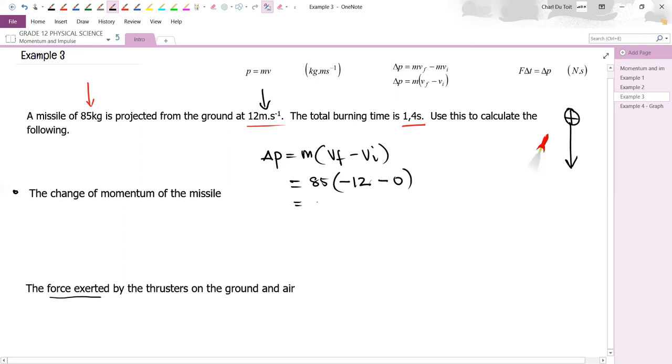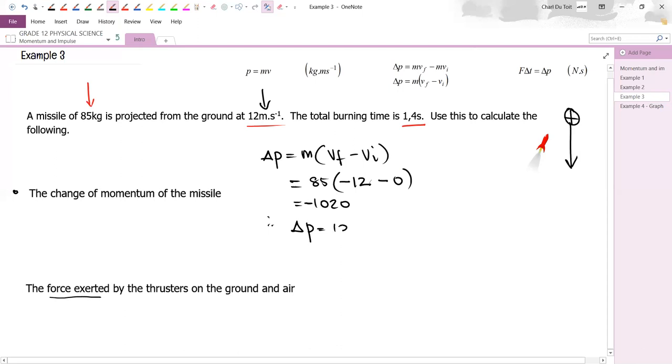Let's see. I would rather say it's 1,020. Sorry, that was my mistake. 1,020 with a negative in front. Therefore, the change in momentum is 1,020.